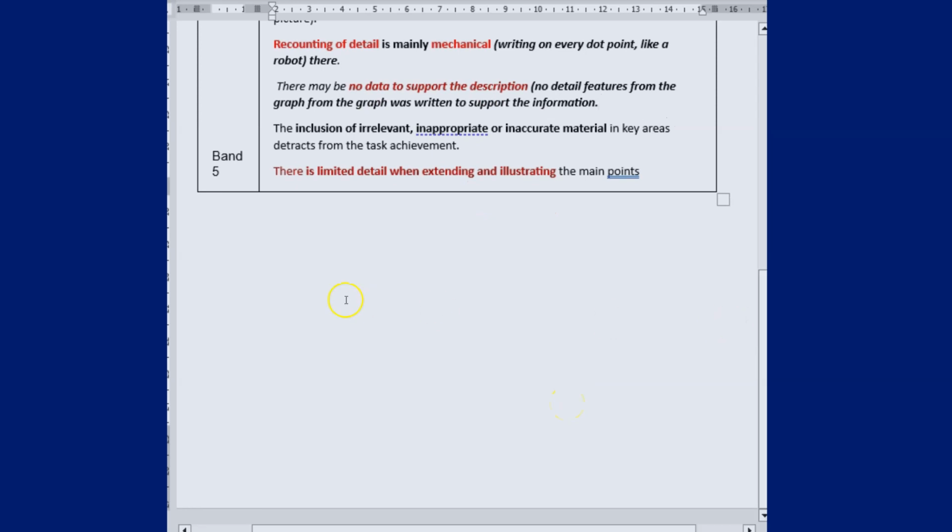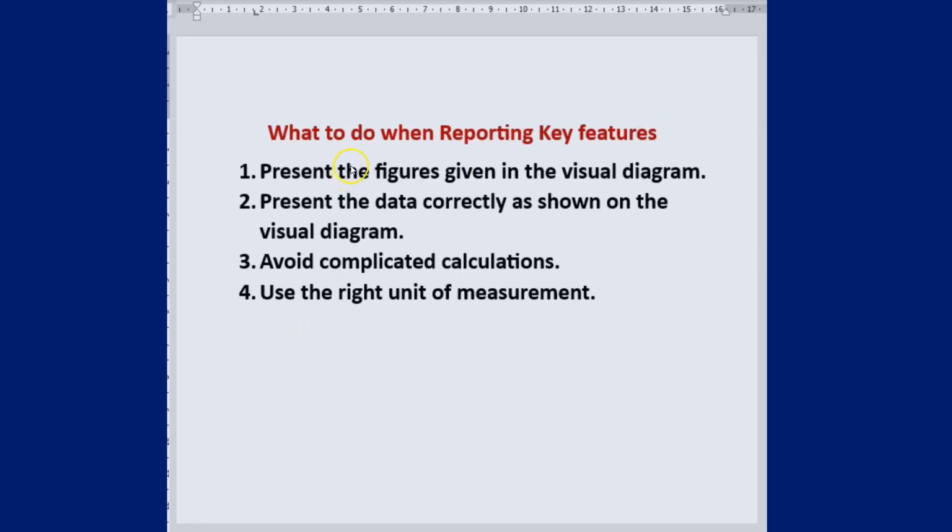All right, now based on the information that we have received, let's look at what we should do when we are reporting on our main features. When you are reporting the key features, make sure that you present the figures given to you in the visual diagram. Don't present the data mechanically, as we saw in other parts of the lesson. Don't write something like this.